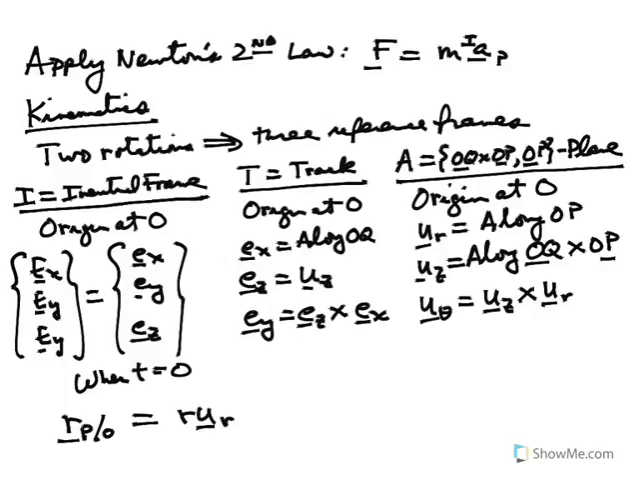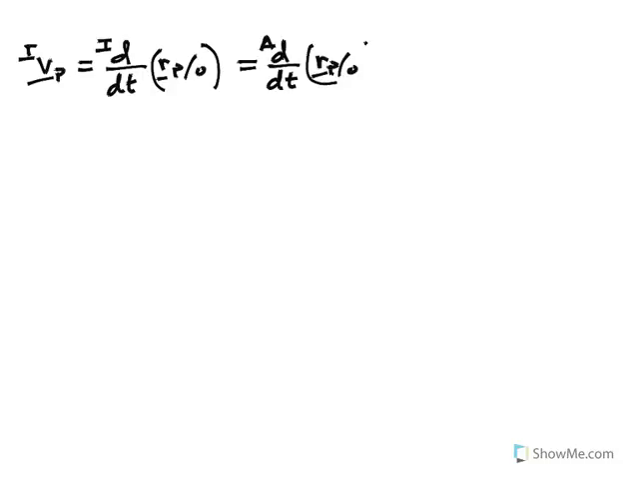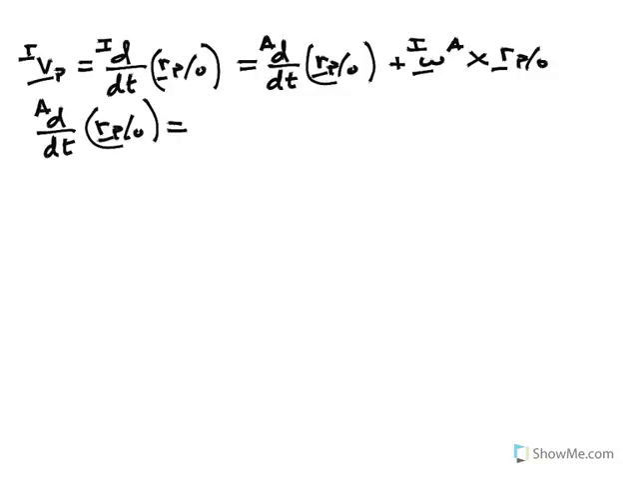Now you'll notice that UR, U theta, UZ is fixed in A, and I need the rate of change in frame I. So in order to get the velocity and acceleration, we need to apply the transport theorem from A to I. So the first thing we need to do is get the inertial velocity of point P, which is equal to the rate of change in frame I of the position of P relative to O, which is equal to the rate of change in A of the position of P relative to O, plus the angular velocity of A and I crossed with the position of P relative to O. Well, the rate of change in A of the position of P relative to O is equal to R dot times UR. Now I need the angular velocity of A and I.